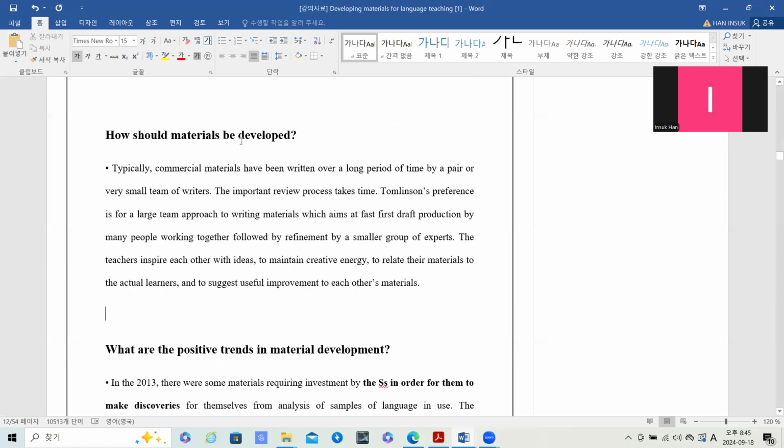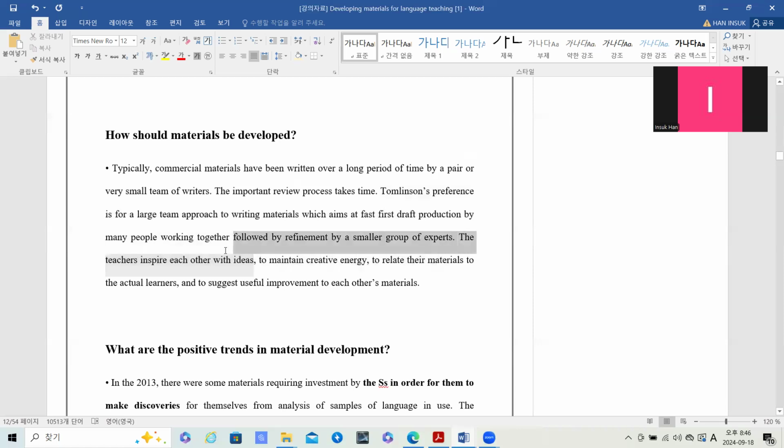How should the materials be developed? Typically, commercial materials have been written over a long period of time by a pair or very small team of writers. Tomlinson's preference is for a large team approach to writing materials, which aims at fast first draft production by many people working together, followed by refinement by a small group of experts.